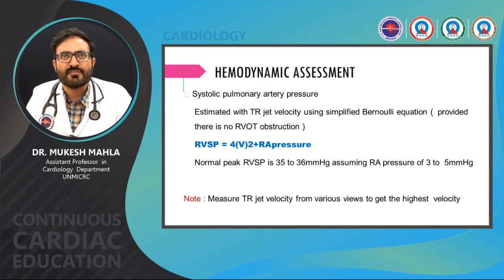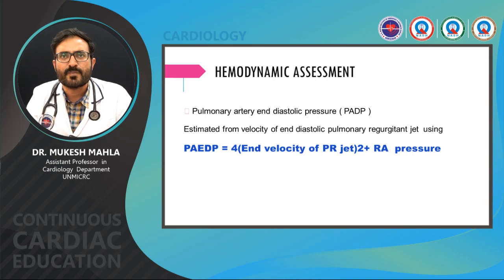Hemodynamic assessment of the RV includes systolic pulmonary artery pressure, which is measured as RVSP: as we know, it is measured from 4V squared, where V is the TR maximum jet velocity, plus RA pressure. Normally RVSP is less than 30-35 mmHg, and pulmonary artery pressure is also assessed by the PR jet.